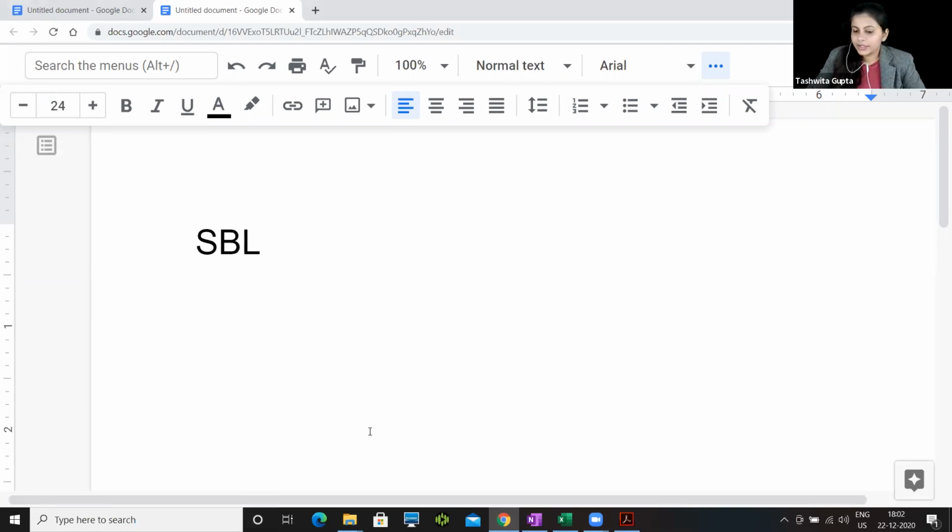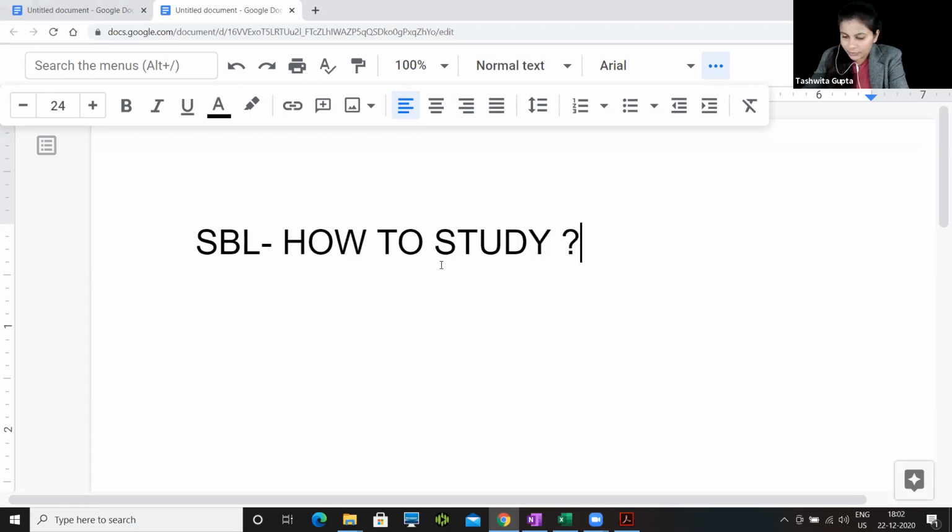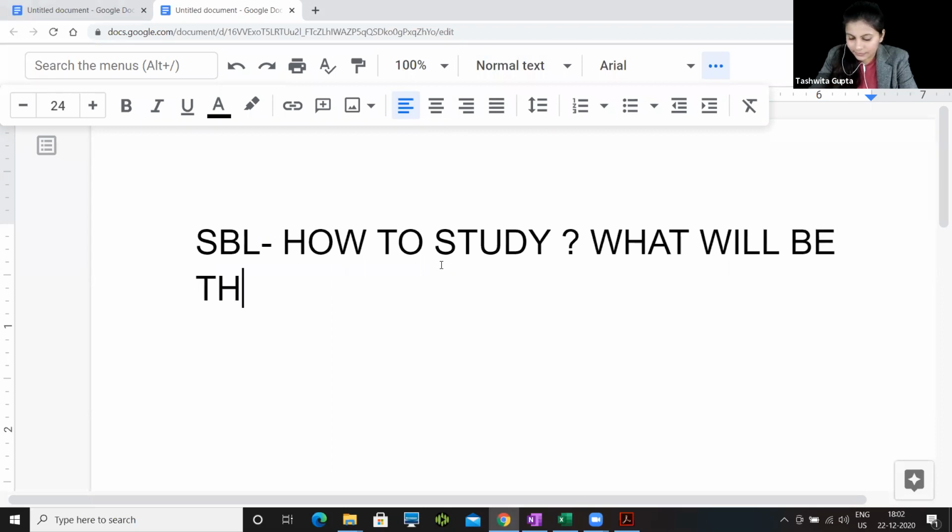So let us begin with this session where I'm going to give you an introduction about strategic business leader, and we are going to discuss how to study for this exam and how we will be pursuing our course in the upcoming months for strategic business leader, for those of you who have enrolled or who are planning to enroll. So how to study and what will be the plan of action. This is what this class is designed for.